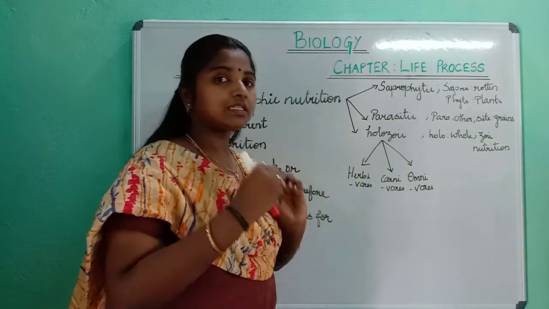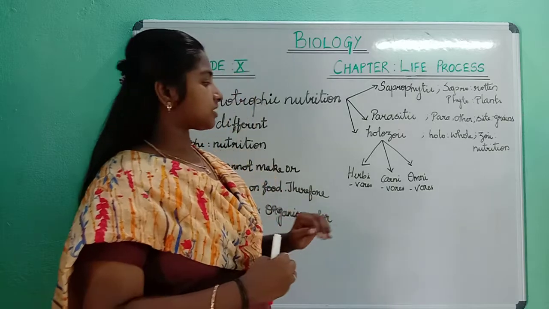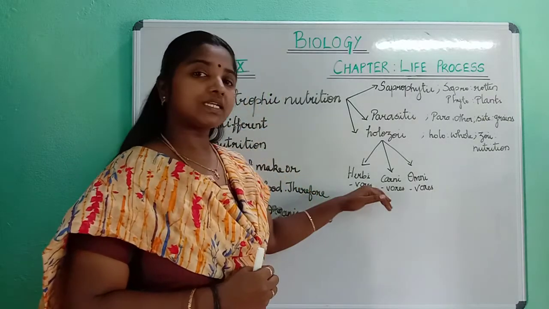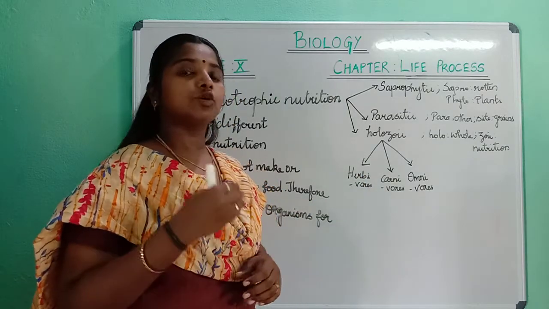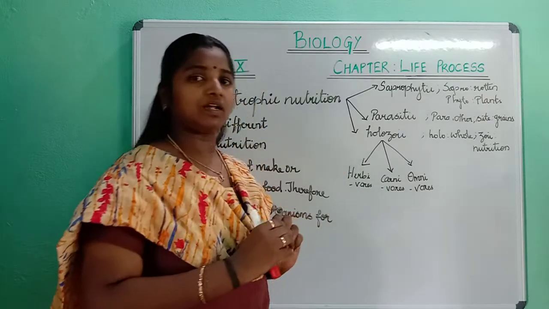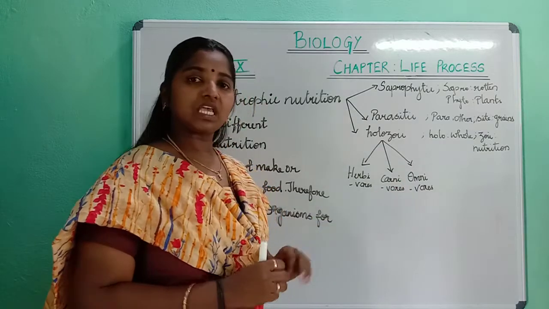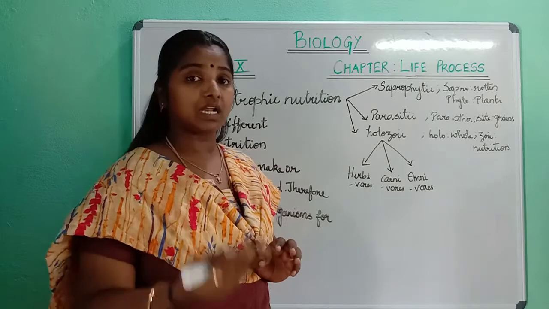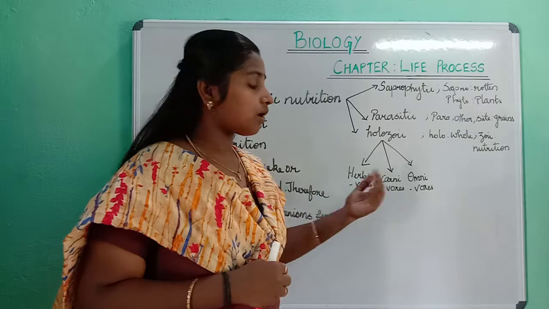Under Holozoic nutrition, it is again differentiated into three types: herbivores, carnivores and omnivores. So what are herbivores? Herbivores are the plant-eating animals. You all know very well. The animals which go and feed upon plants as a whole are called herbivore animals. Then what are carnivores? If an animal goes and feeds upon other animals, they tear and eat the flesh of the other animals, then they are called carnivores.